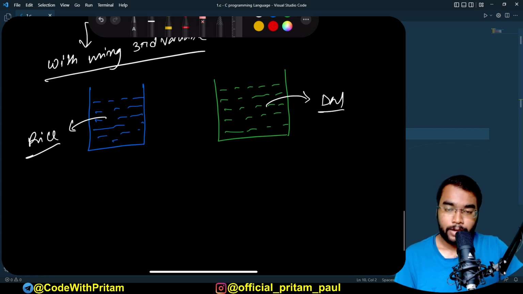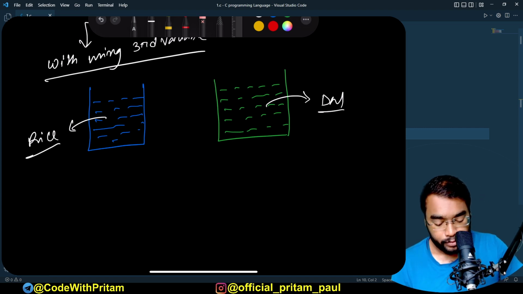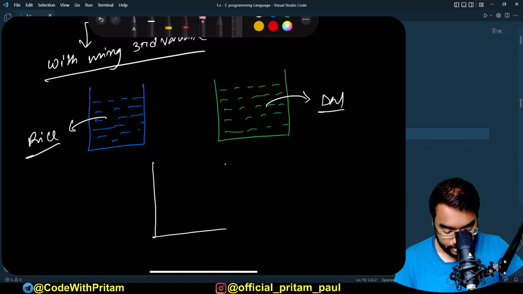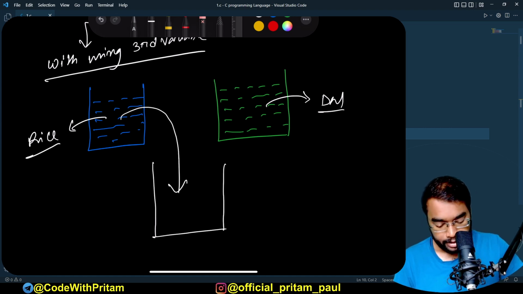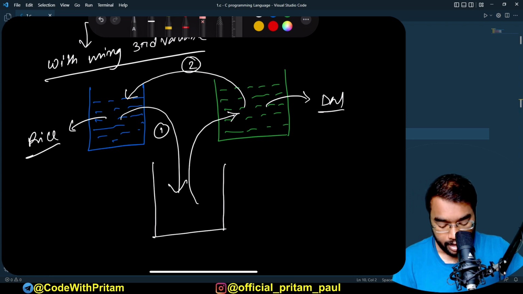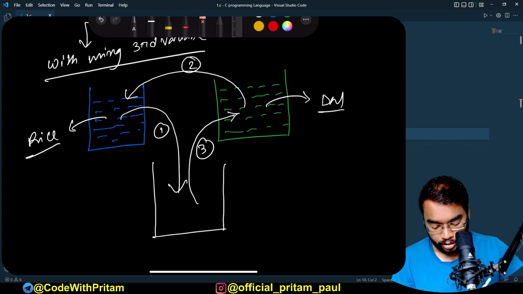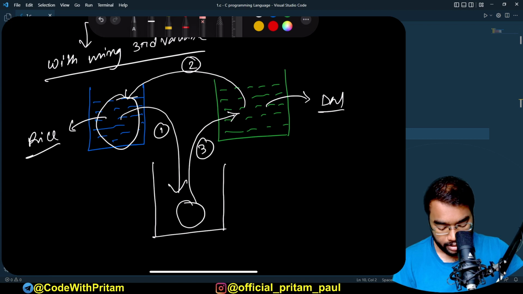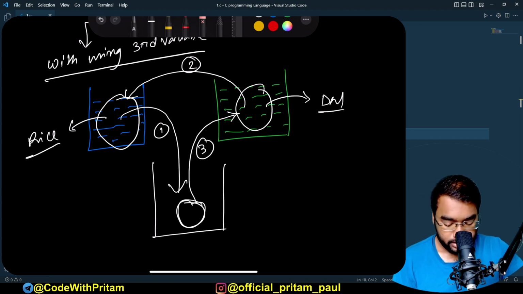Now we need to swap them. That means we need to put this rice into this green jar and this dal into this blue jar. How do we do that? Basic common sense. We would have another jar, copy into it, and then pour from one to the other. This is the first operation, the second operation, and the third operation. So this is the way.